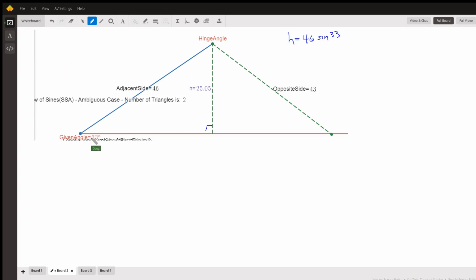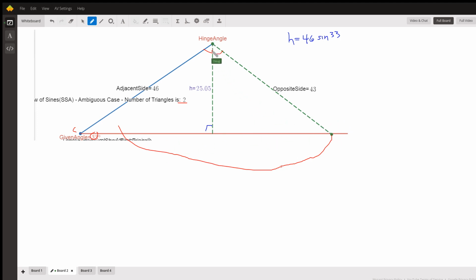Here's the situation. This is the given angle. This is the side opposite. And this is the adjacent side. And you can see here that this says that there's 2 triangles. The question is why? Well, if you picture this opposite side on a hinge, the question is, will it hit this horizontal side in more than one place?